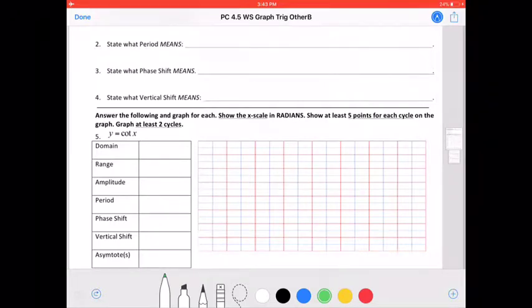All right, welcome to going over our graphs. We're looking at 4.5 worksheet graph trig other form B. So we're going to start with number 5 because you should be able to fill out 1 through 4 on your own. We can start with filling out the range. For cotangent and tangent, we always have all real numbers for our range.